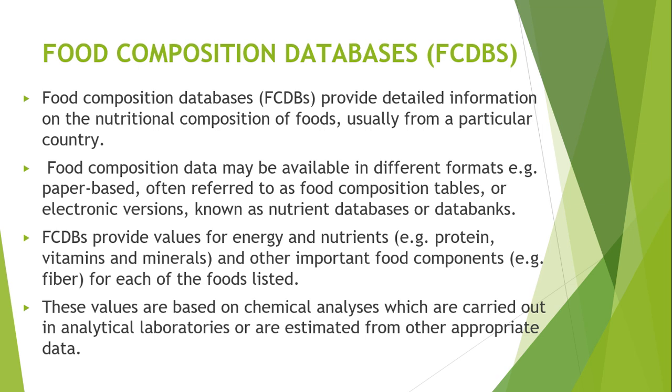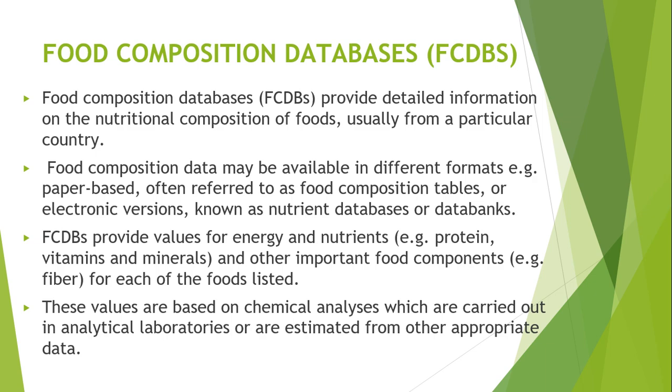Basically, these tables or data banks provide the values for energy and nutrients and other important food components for each of the foods that are listed. These values are based on chemical analysis, which is carried out in analytical laboratories, and are estimated from other appropriate data. So basically, the reason this is done based on a country is because bread in Japan has different nutrient content than bread in Jamaica or in the Caribbean.